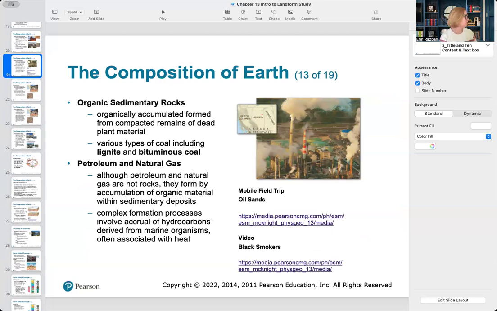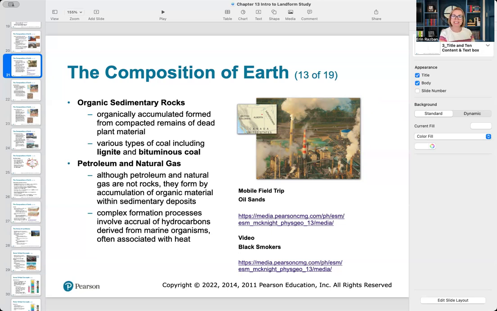Okay, so organic sedimentary rocks. These are from the remains of plants and animals. Coal is perhaps the most familiar example. It's formed from ancient swamp plants compressed over millions of years. That energy you get from coal is actually stored sunlight from millions of years ago.